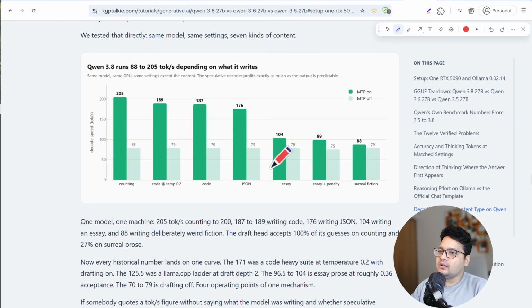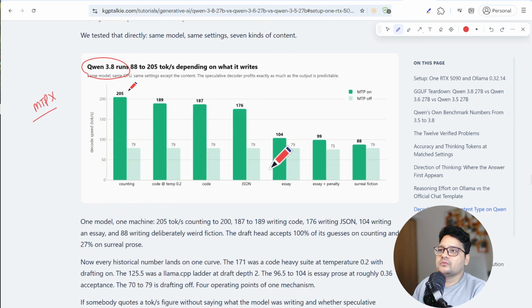For example, when I tested the model, especially Qwen 3.8, which I'm talking about here, because Qwen 3.6 and Qwen 3.5 do not support speculative decoding, or do not support the MTP. Although they have the MTP, they do not support it. I'll tell you later what the problem with them is. But as of now, let's understand what is happening with Qwen 3.8. So Qwen 3.8 has the MTP.